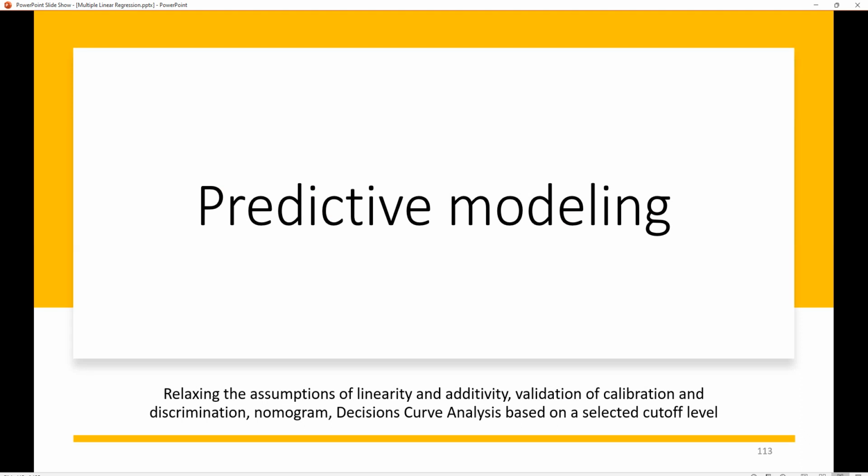For predictive modeling, the topics we're going to look at are relaxing the assumptions of linearity and additivity. We'll do a validation of calibration and discrimination. We'll produce a nomogram. We'll also do a decision curve analysis, based on selecting a cutoff level.